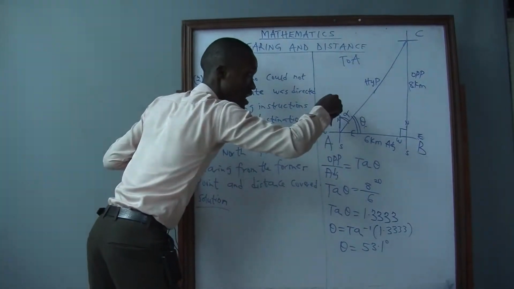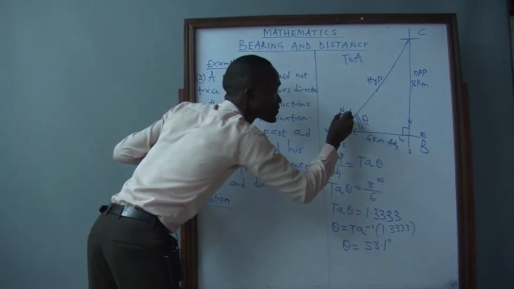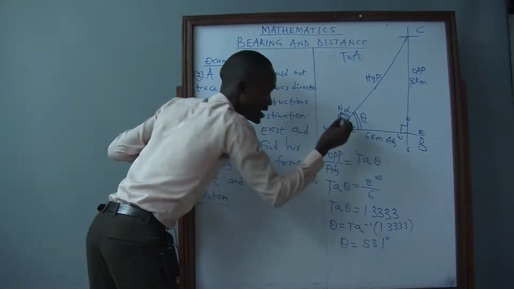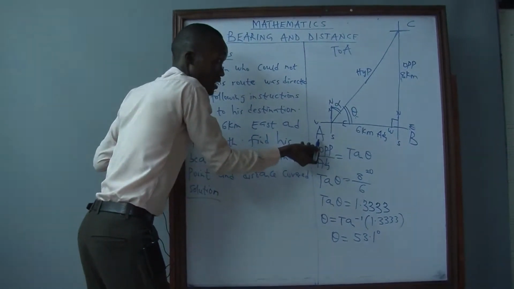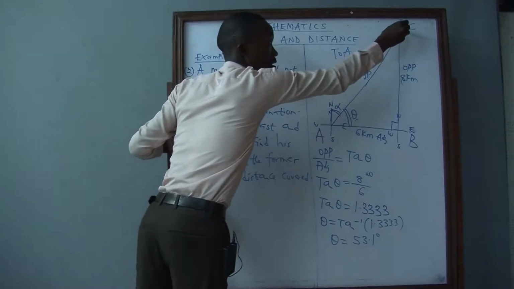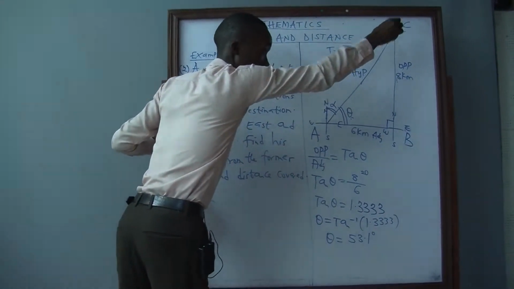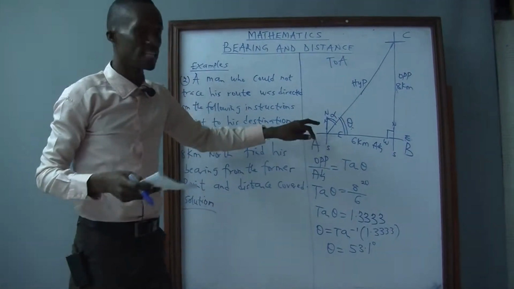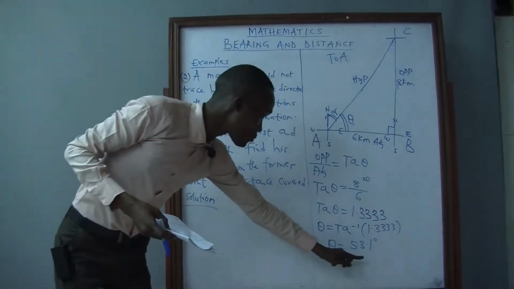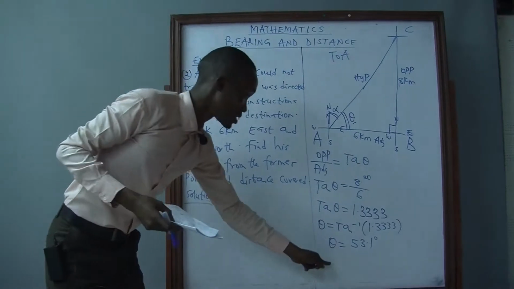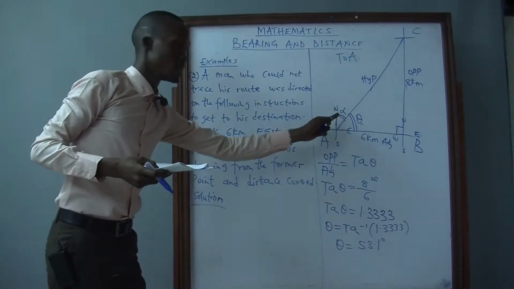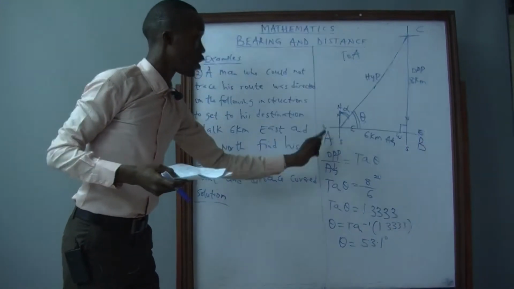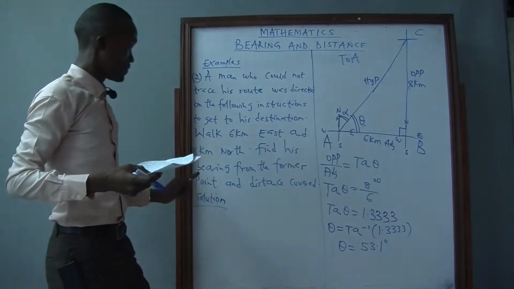But what we need is actually this angle from this north pole to the line that connects the movement of the man from the starting point to his final destination. And we get that this one is a right angle. An angle in a right angle is 90 degrees. So the answer we have obtained for theta, we just remove that answer from 90 degrees. And that will give us the bearing of the man from his former point.